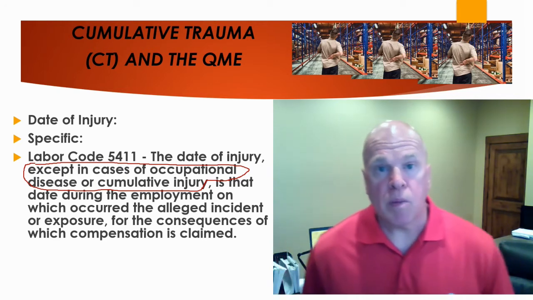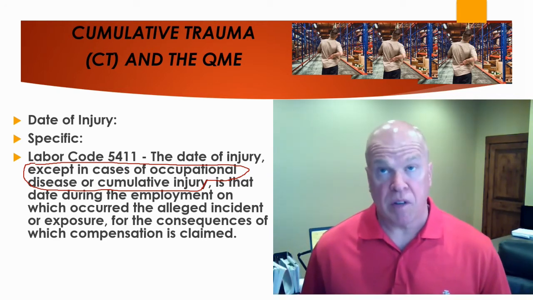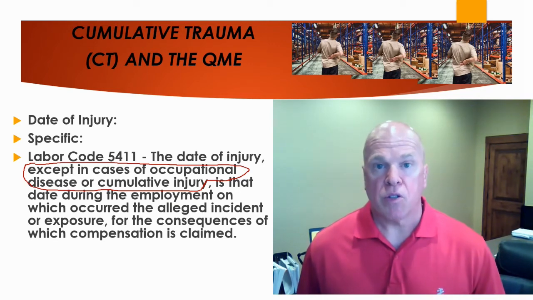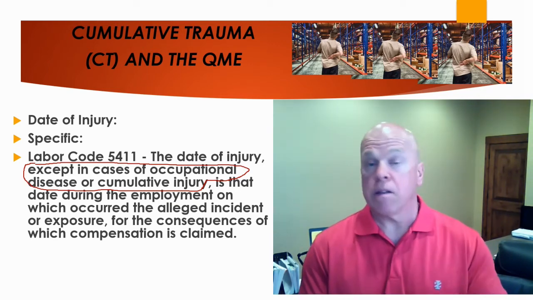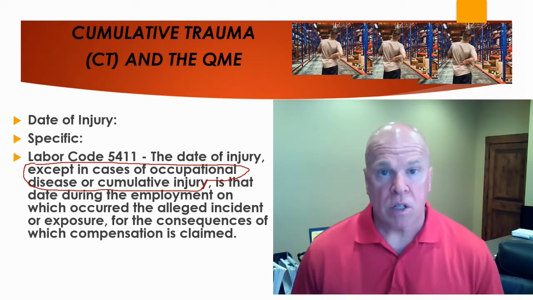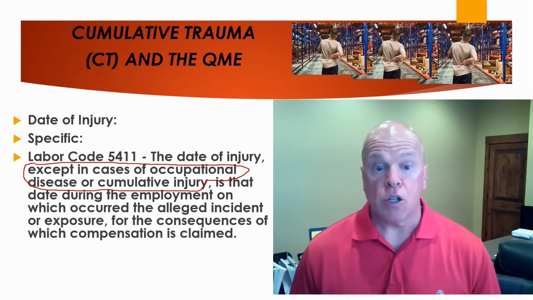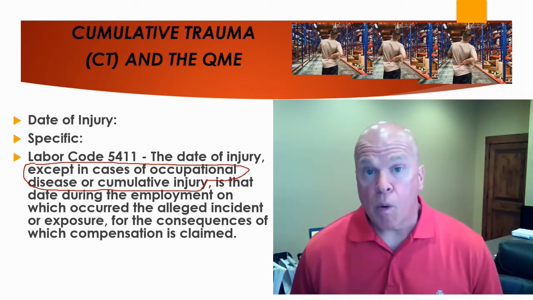on which occurred the alleged incident or exposure, for the consequences of which compensation is claimed. So this would seem to be relatively straightforward for specific injuries, specific incidences of industrial injury. There's a defined date, there's a defined time upon which the injury occurred, for which the examinee or the employee is seeking compensation. It's relatively straightforward, correct?